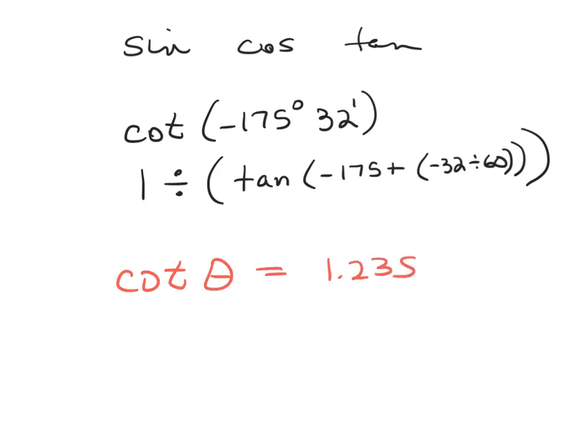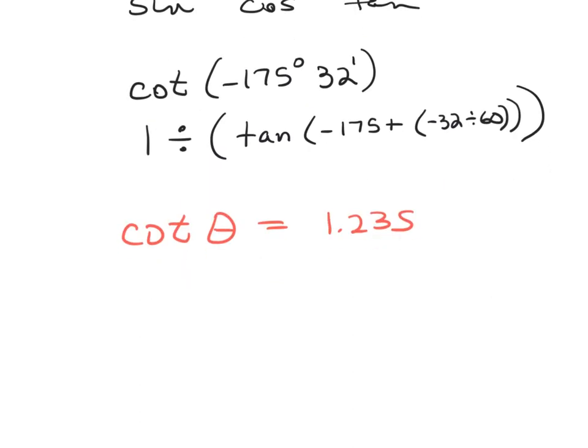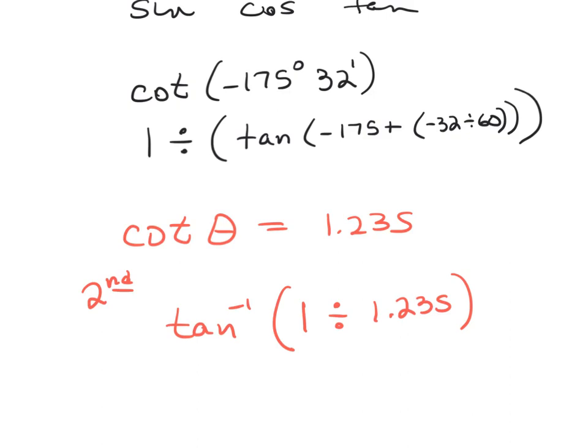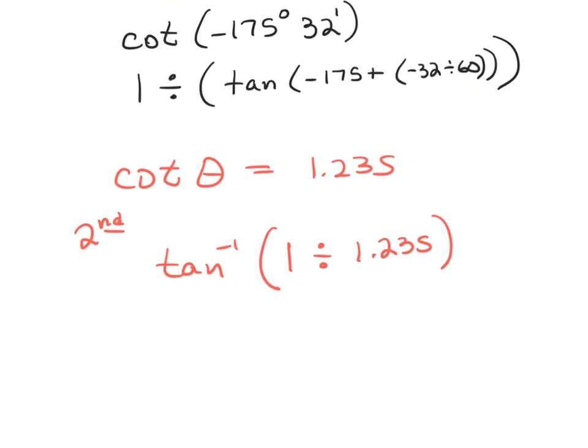Okay, again, there is no cotangent button, so whenever we look for theta, we hit the second button, so it opens up tangent negative 1, and then now is when I do the 1 divided by 1.235. Close the parentheses. And then this is going to approximately give me 38.9 or something, so I'm going to round it to the nearest degree, 39.